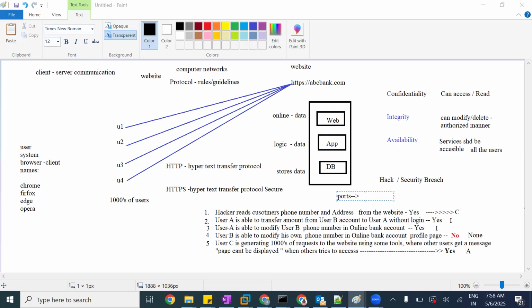What is the total number of ports in a computer? Anyone try to respond in the chat? The total number of ports in a computer will be asked in all the interviews. If you remember, try to post it. 65535. Any computer will have these many ports.